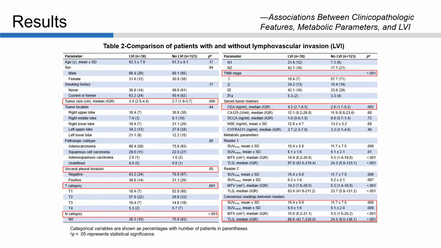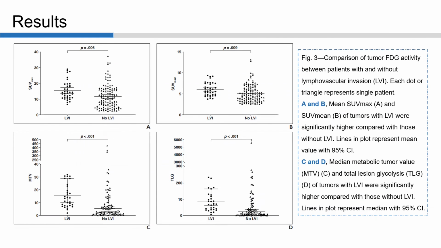LVI was not associated with patient sex, age, smoking history, histologic subtype, tumor location, visceral pleural invasion, or the other serum tumor markers. Next, figure 3 shows the comparison of tumor FDG activity between patients with and without LVI. Each dot or triangle represents a single patient.